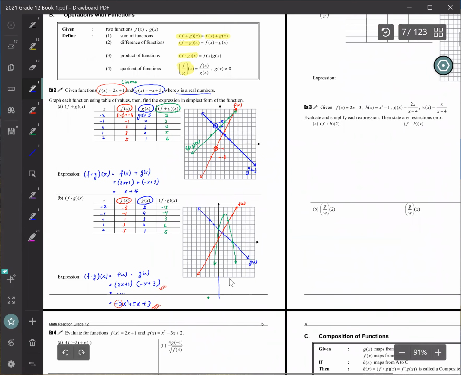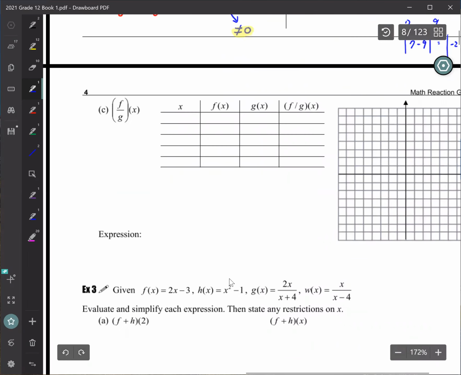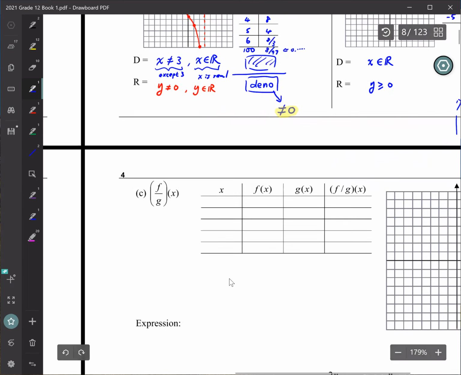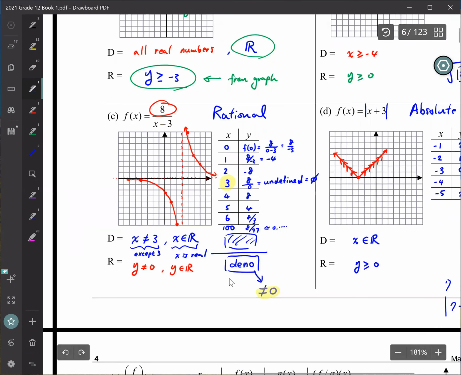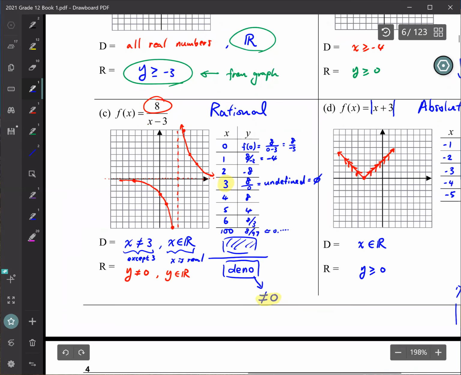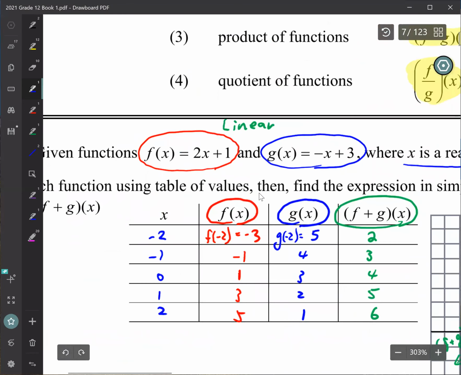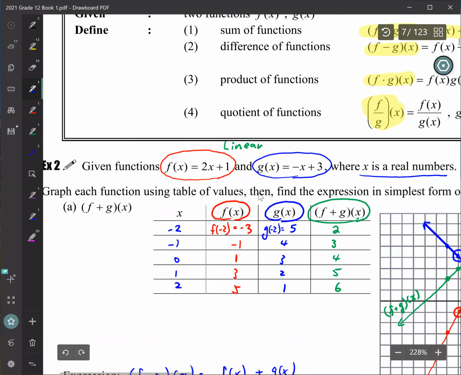So next part, we're going to look at division. When you have a division, your function will look similar to a rational function. Remember we mentioned rational functions in the first hour. How do we get 2x plus 1 and negative x plus 3? It's from the question up here. Kellen? Because they tell you f of x is 2x plus 1, g of x is negative x plus 3.